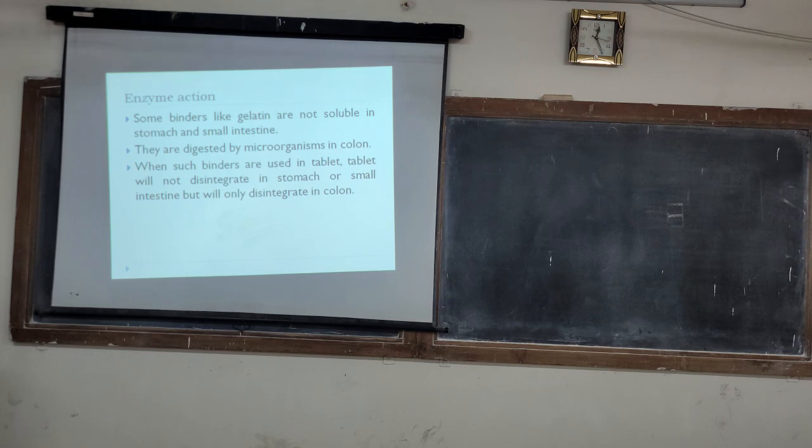Gelatin has been explored to a great, sorry, not gelatin, my mistake, guar gum. Guar gum has been explored a lot as a colon targeting material because it is not soluble throughout the GIT till the tablet reaches the colon. The enzymes which digest guar gum are present in the colon. So they will digest guar gum and release the medicament. So this has been explored for delivering sulfasalazine and 5-amino salicylic acid for Crohn's disease or colonic cancer.